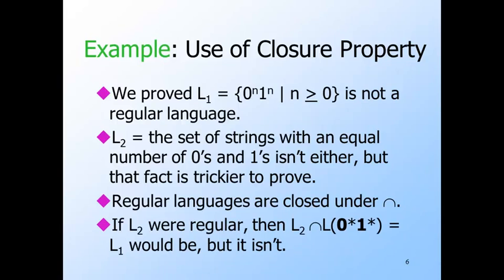Now the language of 0 star 1 star is all strings with any number of zeros followed by any number of ones. But what is the intersection of L2 with this language? It is L1, because L2 forces the number of zeros and ones to be equal, while the language of 0 star 1 star forces all the zeros to precede all the ones.